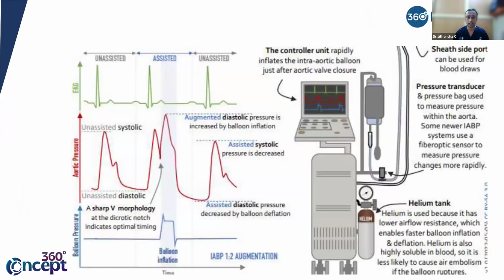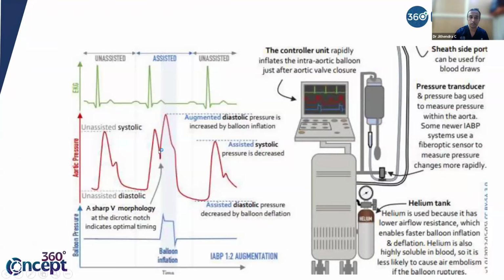Now coming to how your 1:2 will look. You have an unassisted waveform. This is a normal arterial trace. You have an upstroke, you have a peak, then you get a dicrotic notch, and then you come to the diastole. Next is another waveform. Here you see there are some changes in the waveform. That is because your IABP balloon is inflated here, and this is an assisted waveform.